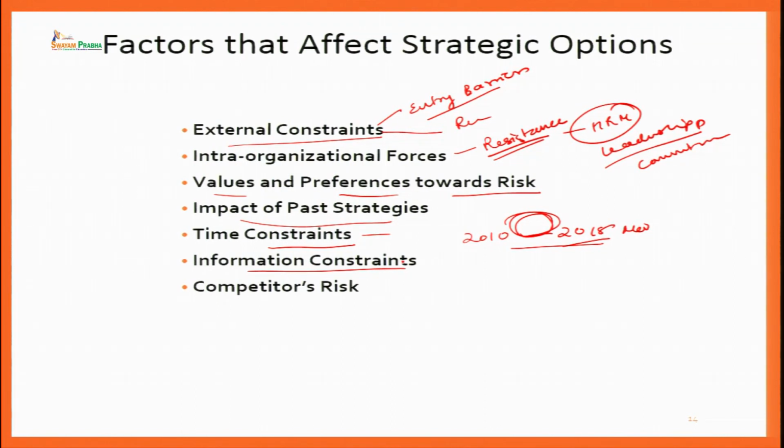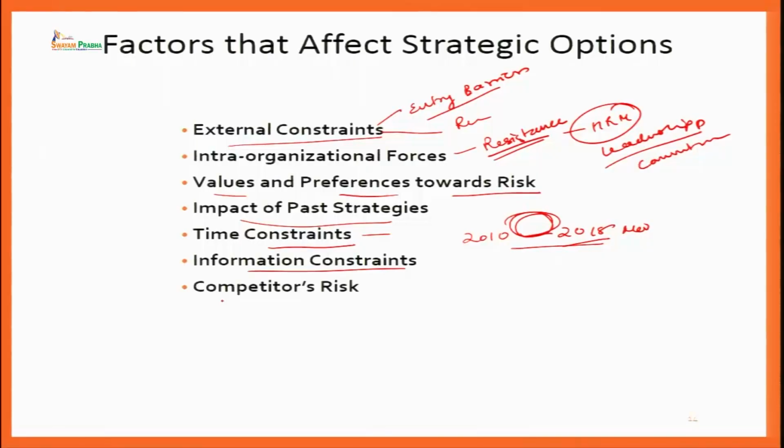Information constraint. There may be the possibility that you might not have access to all the information, and if information is not available, then you may not be able to take the correct action. So you have to see how you are going to make the required information available for taking the correct strategic decision.